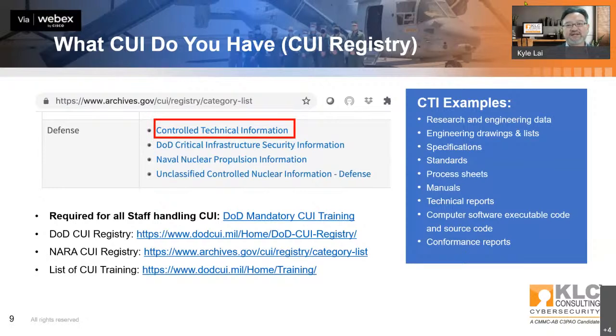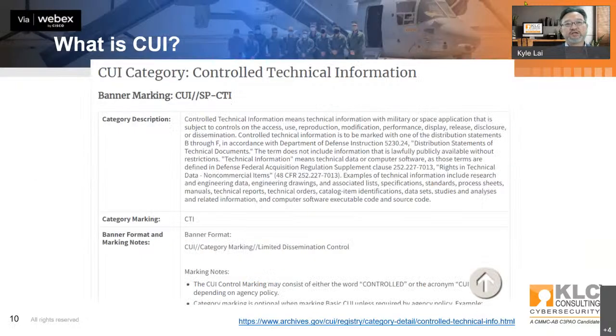So let's use that as an example. If you go into the defense industry, if you click on the control technical information, the subcategory, you will see this screen. And this is a copy of what's shown from the National Archive. You see this is a big blob of category description. I don't know why they make it so very difficult to read, but they give you a description of what is the category and also give you an example here.